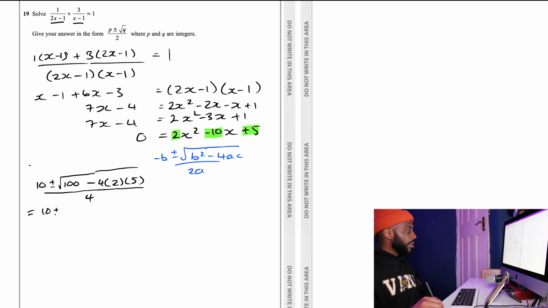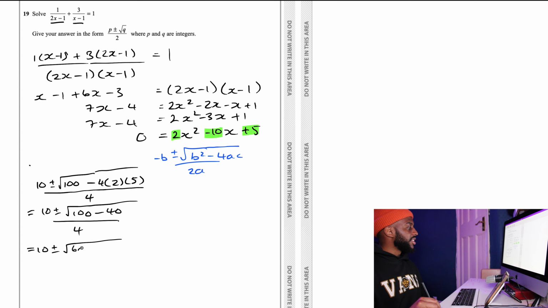So 10 plus minus, so 100. So what is the minus 4 times 2 gives us minus 8. Minus 8 times 5 gives us minus 40. Okay, over 4 again. 10 plus minus, let's make that root 60. So we've got that at the moment.